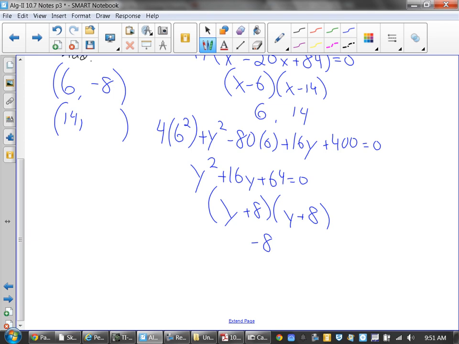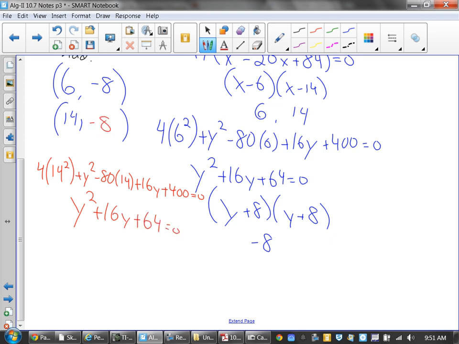And at 14, it winds up being negative 8 as well. When you go through the whole same scenario, instead of using 6 squared, you do 14. When you do all that with 14, you get the exact same polynomial, y squared plus 16y. So your other zero is at negative 8. Does that make sense?